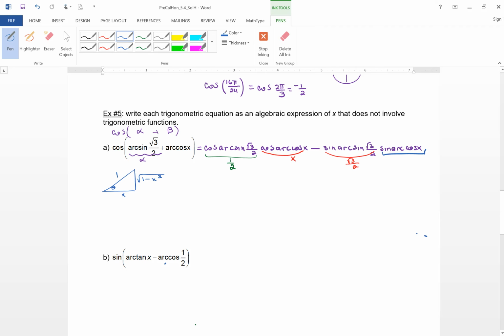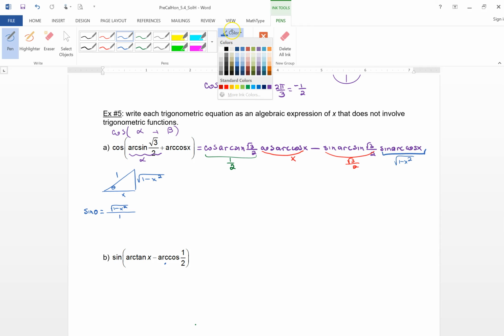Now we need the sine. What's the sine of theta? Root 1 minus x squared over 1. Right. All right? So this is the square root of 1 minus x squared.